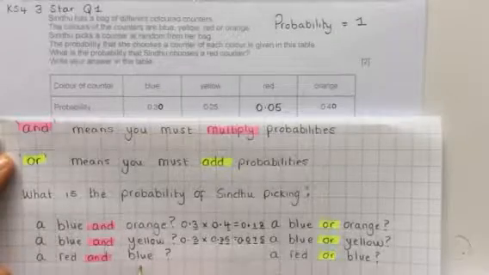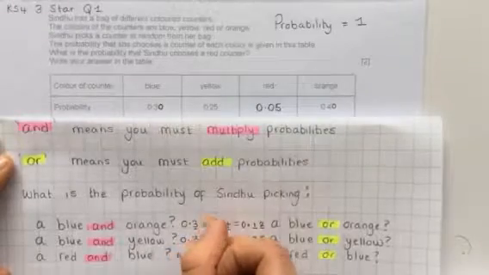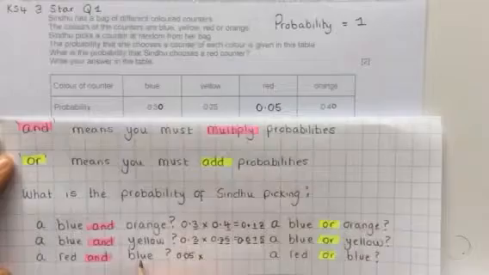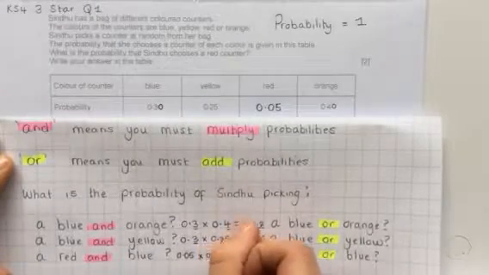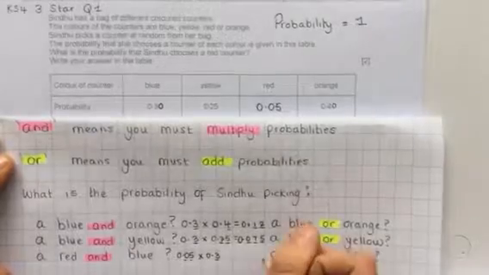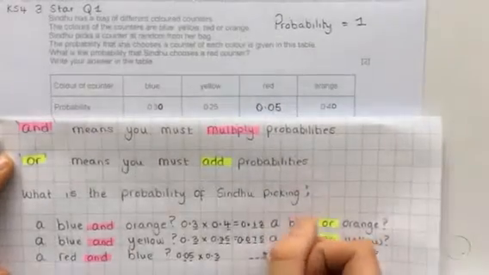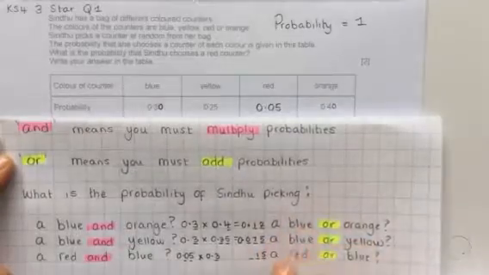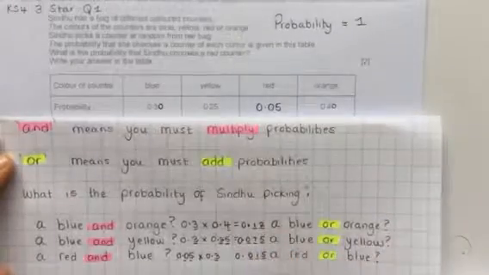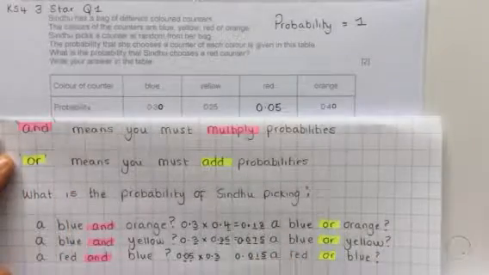Red and blue then. We've got probability for red as 0.05. We are multiplying it by the probability for blue, which is 0.3. We've got 1, 2, 3 decimal places in our question. So 1, 2, 3 in our answer. 5 times 3 is 15. 0 fills the empty space with 0 point in front. And that's how you look at and rules in probability.